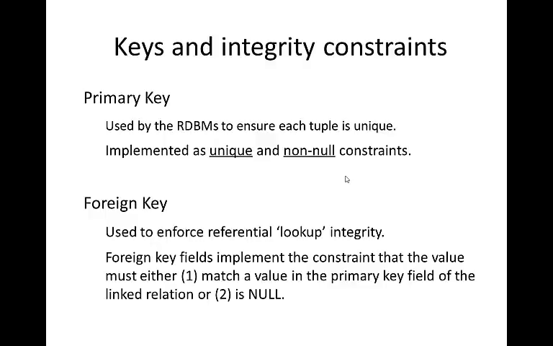Well, on the column, or the columns, that define your primary key, you have to implement a constraint on all those columns that says the values must be unique and they can't be null. So a primary key is defined by a combination of unique and not-null constraints implemented on the table columns that define the primary key.